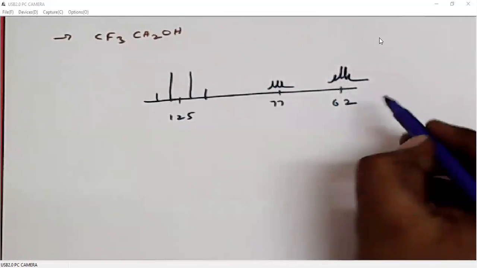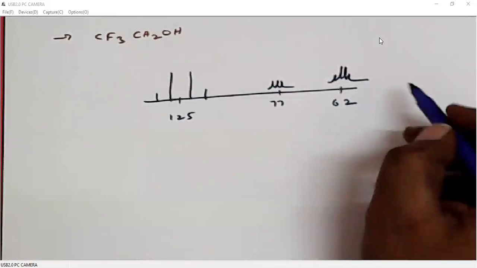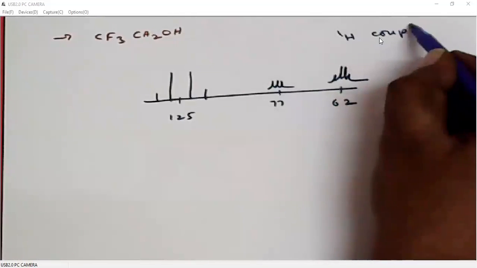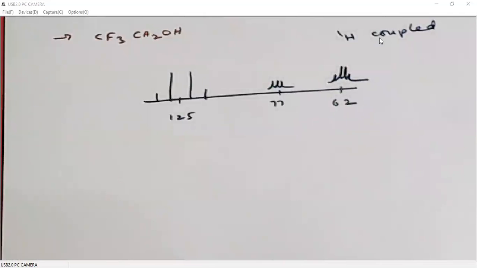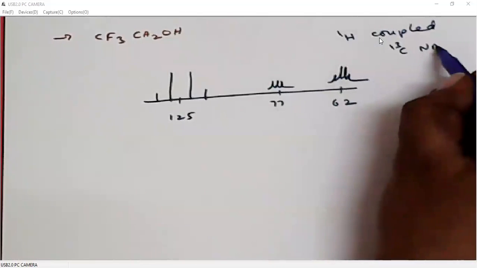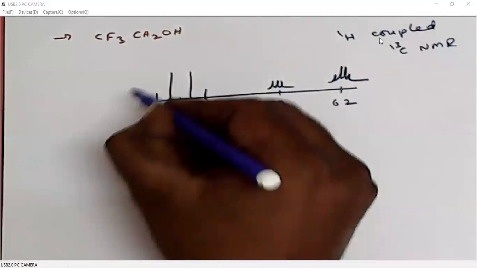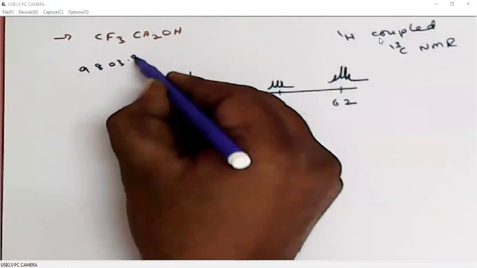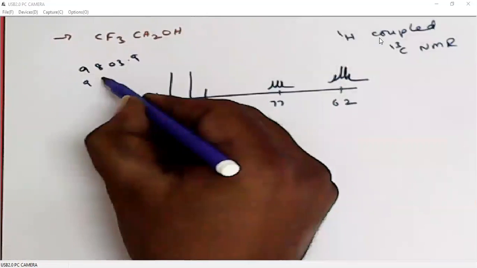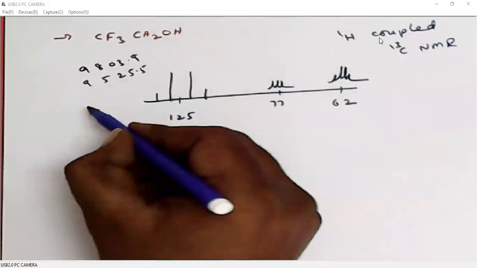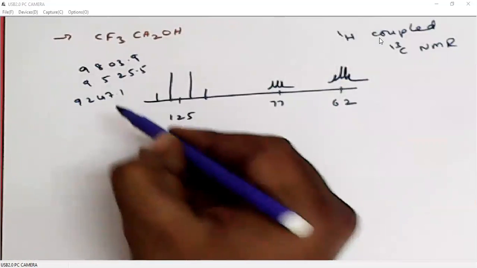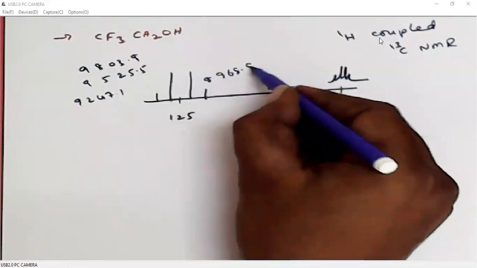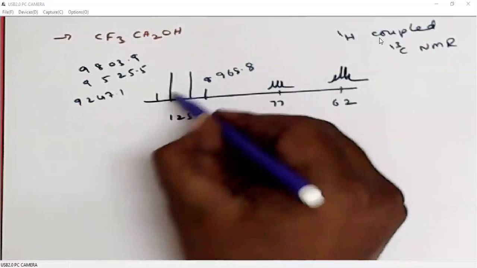This spectrum is proton coupled carbon-13 NMR. Here the values of these peaks were 9803.9, 9525.5, 9247.1, and the last peak is 8968.8. So these values represent these peaks.